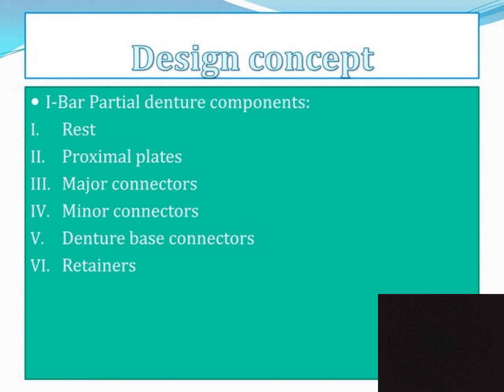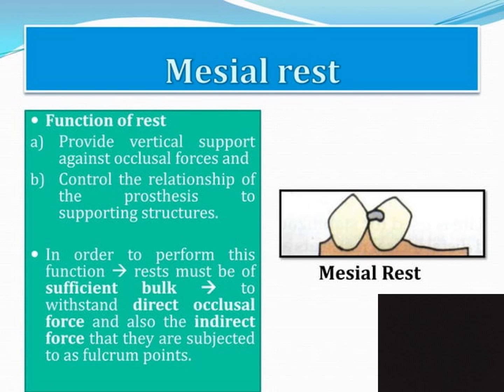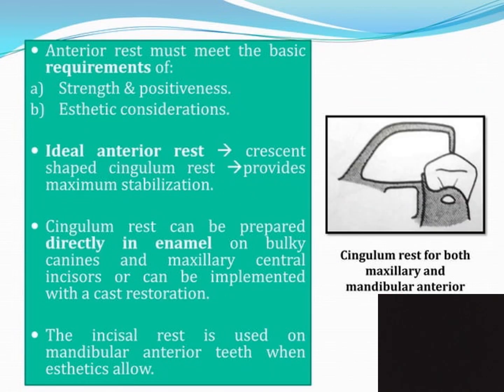The design concept follows an I-bar partial denture with components such as the rest, proximal plate, major and minor connector, denture base connector, and the retainers. The main function of the mesial rest is to provide vertical support against the occlusal forces, and in order to perform this function, the rest must be of sufficient bulk. It should withstand the direct occlusal forces and also the indirect forces to which it is subjected.